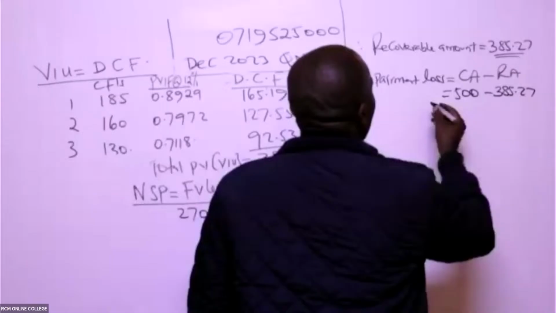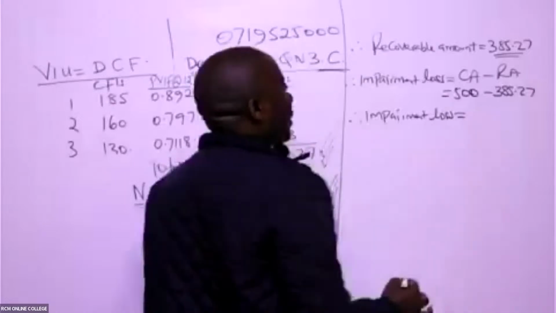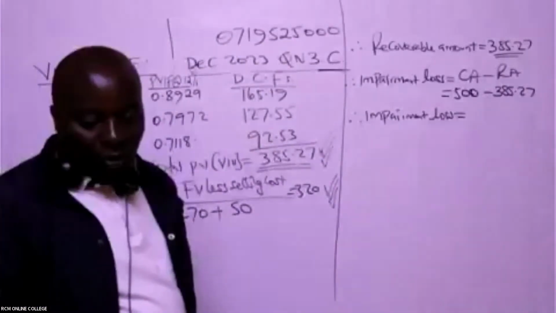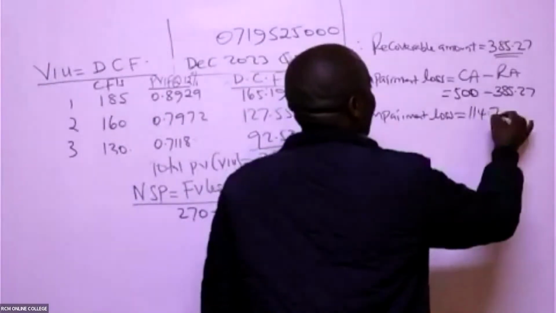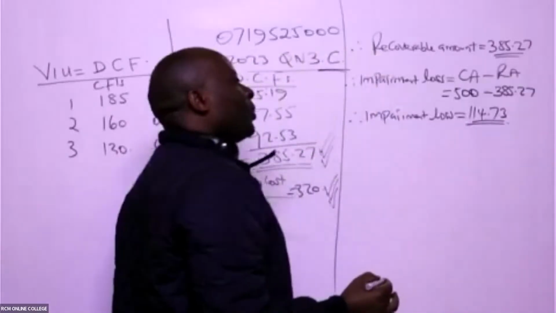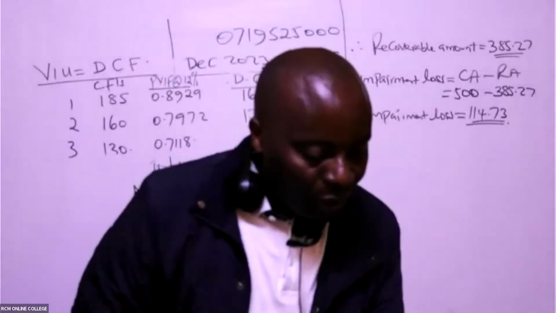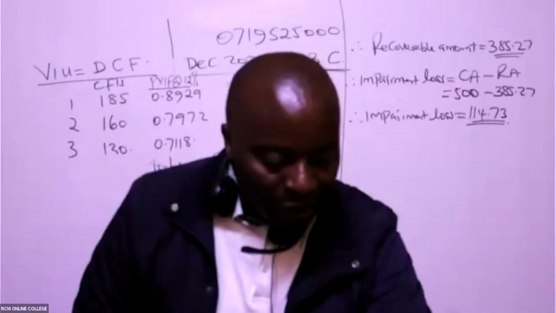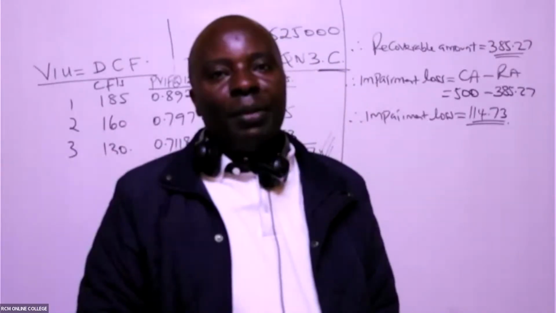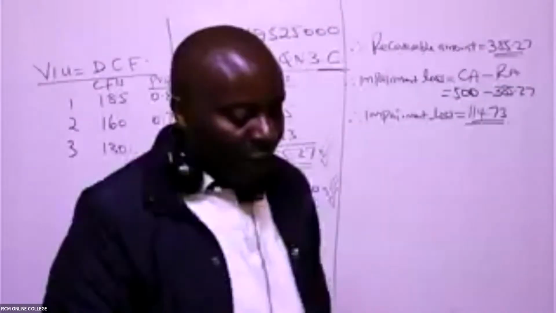Therefore, the impairment loss will be equal to how much? 114.73. So remember, you must always work with what the examiner wants you to do. In requirement number one, they wanted us to calculate the impairment loss to be recognized in the accounts of the company. And then number two, explain how the loss will be treated in the financial statements for the year.